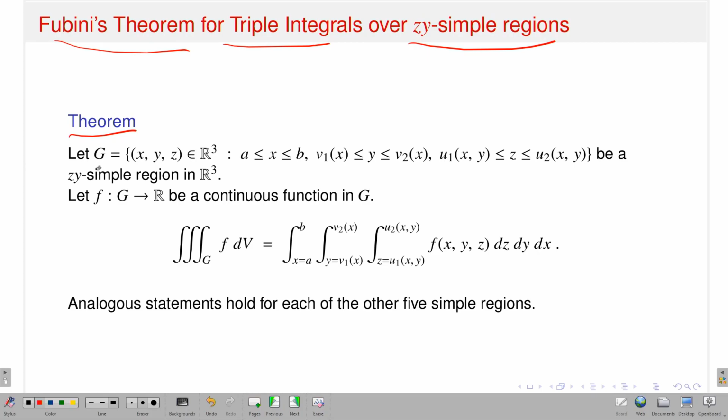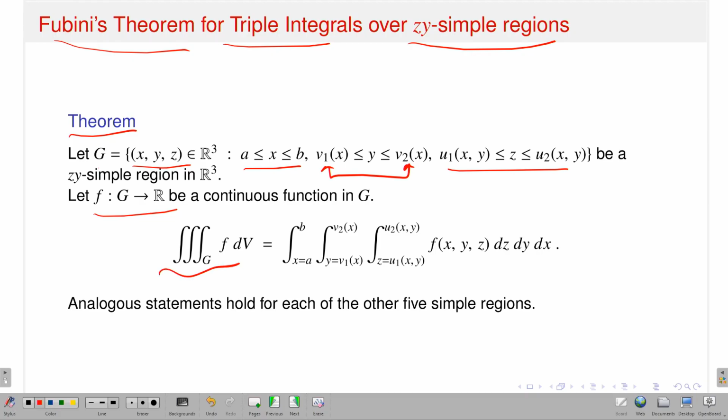So let G be a domain, what sort of domain? It is the collection of all (x, y, z), where x runs from a to b, z runs from u1 to u2, where u1, u2 are continuous functions, and it is vertically simple, that means y runs from v1 to v2. So if a domain has this kind of properties, then it is actually a zy simple region. Now look, let f be a continuous function. That means the triple integral, or Riemann-Darboux integral, exists.